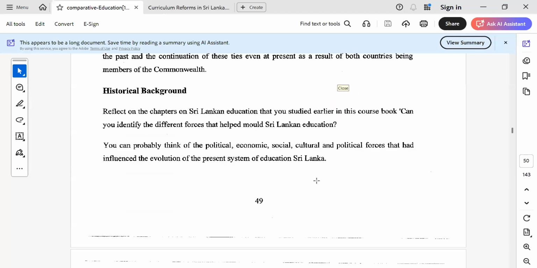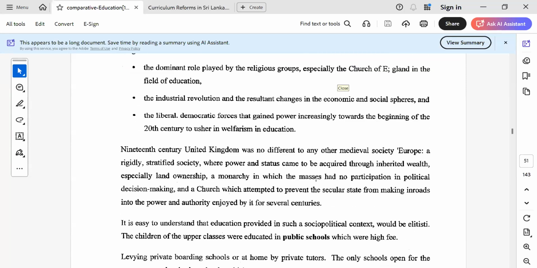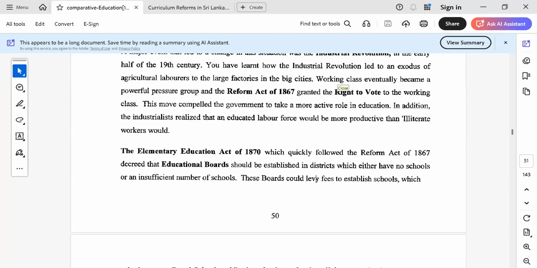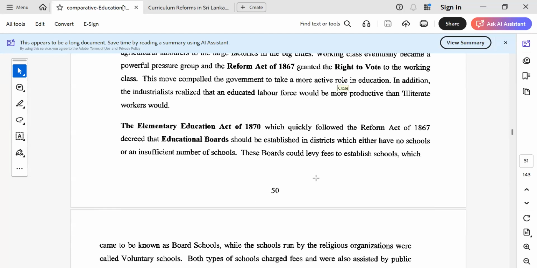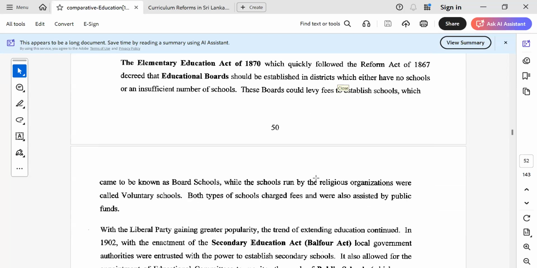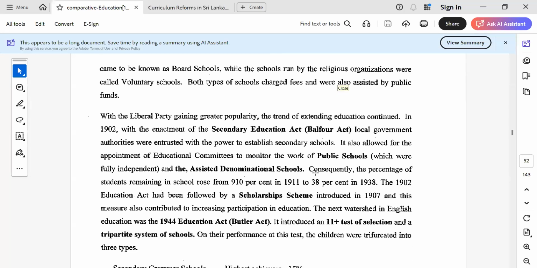So introduction and historical background. They are comparing with Sri Lankan education, right? Public schools and the Industrial Revolution, the Elementary Education Act in 1870 and 1867. They have established educational boards, and the Secondary Education Act, again. Assisted schools, and the scholarship scheme was introduced in 1907. And this measure also contributed to increasing participation in education.